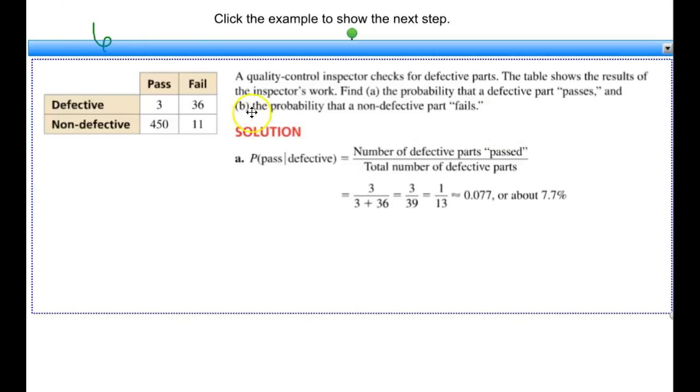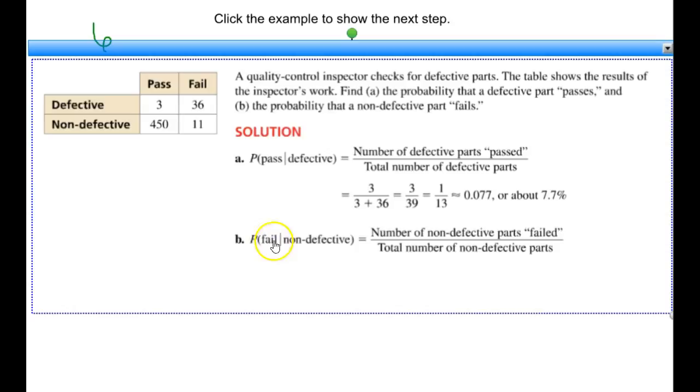So now we're going to be looking at the probability of this part B here. So I'm looking at the probability that a non-defective part fails. So I want to find the ones that fail that are non-defective. So first I look at the number of non-defective parts failed, which would be right here, 11, and out of the total number of non-defective parts. So I've got 11 out of my 461, or about 2.4%.